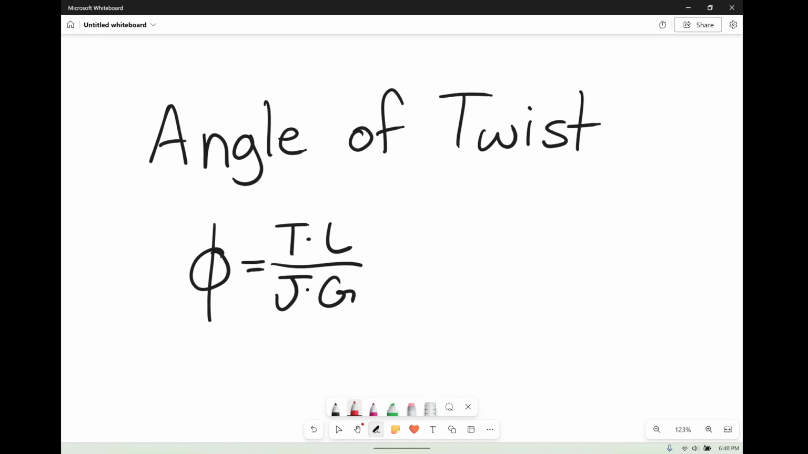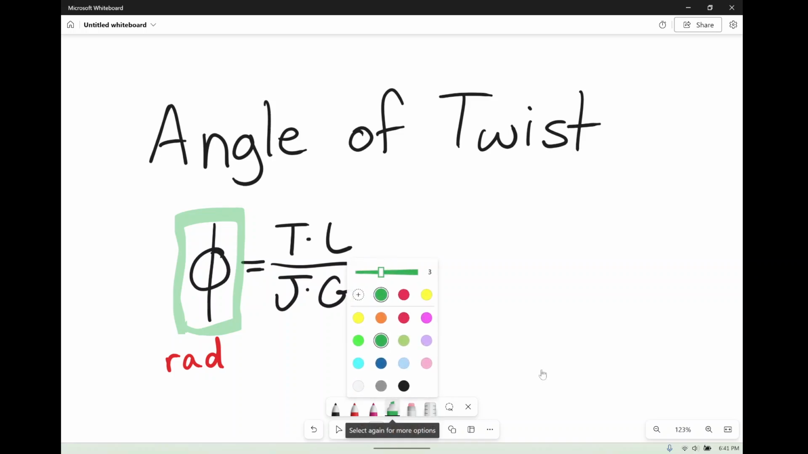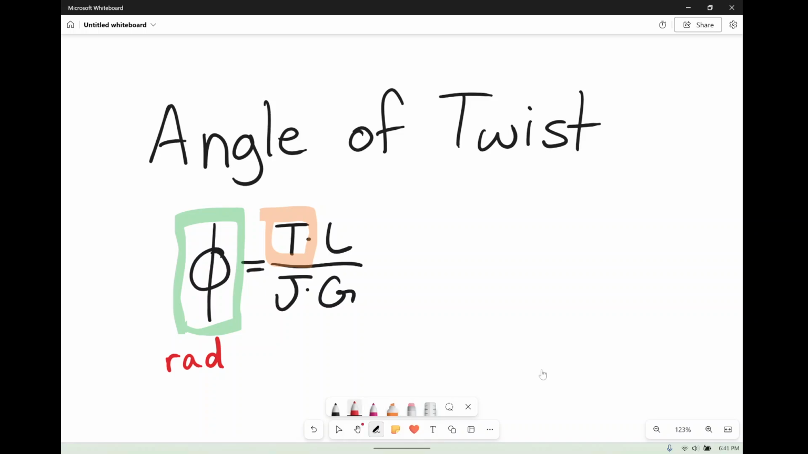So let's begin. Phi is obviously angle of twist. That's this guy, and his units are radians. Even though he is an angle, we are doing angles in radians. Next up, we do have T. T is torque. We all know and love him. Torque is either going to be in pound inches or Newton millimeters.